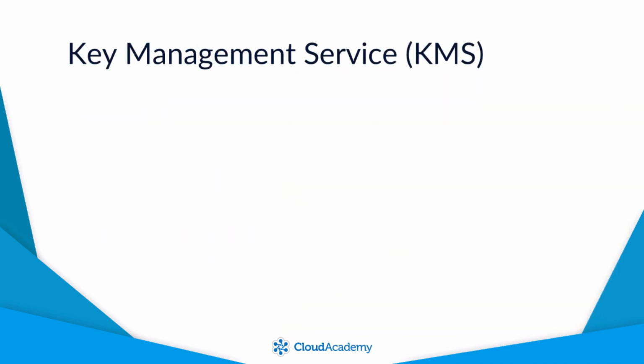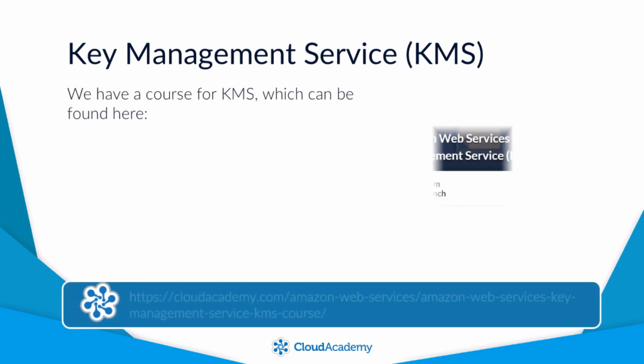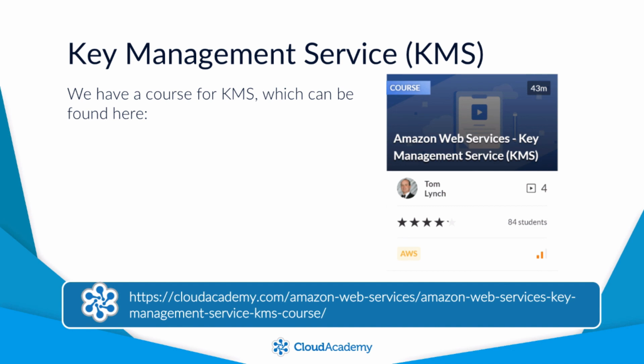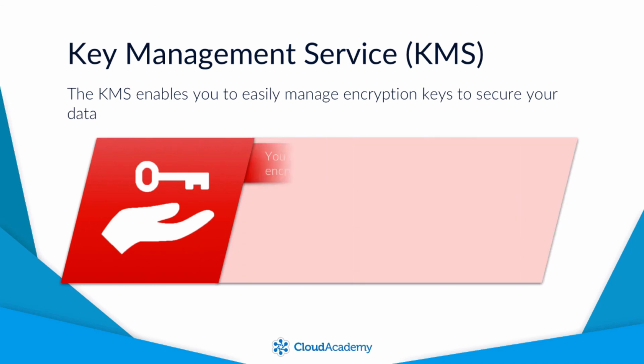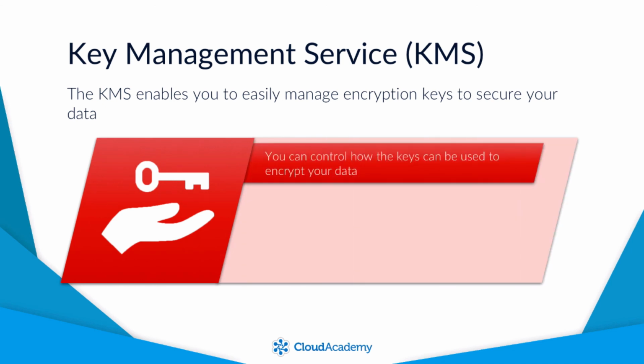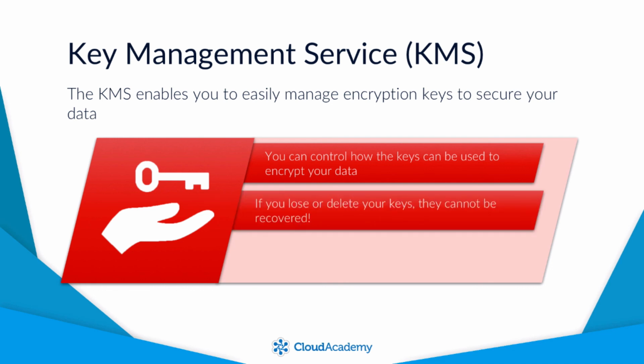I now want to move on to the final part of this lecture, which looks at how the key management service is linked with IAM and what you can use it for. I won't go into deep detail of KMS as we have a separate course for that which can be found here. The Key Management Service is a managed service by AWS that enables you to easily manage encryption keys to secure your data. Through the creation of these keys, you are in control of how these can be used to encrypt your data. If you lose or delete your encryption keys, they cannot be recovered. It's up to you to administer the keys and administer how they are used.